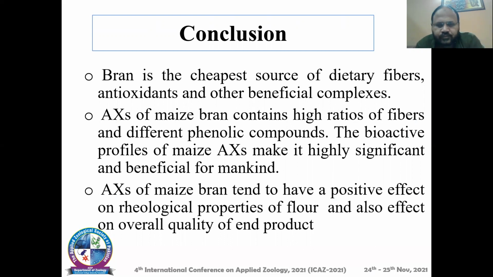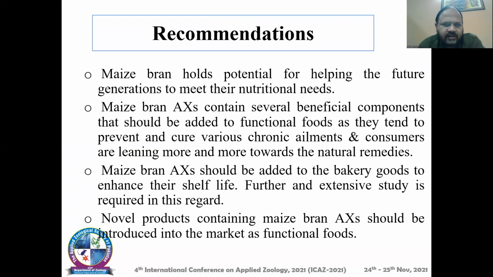So its overall conclusion and recommendation is that maize bran holds potential for helping the future generation to meet their nutritional needs. Maize bran and arabinoxylan contain several beneficial compounds, functional compounds as well as nutraceutical compounds, that should be added to functional food, as they tend to prevent and cure various chronic ailments and diseases, and consumers are leaning more and more toward natural remedies. As well as that, maize bran and arabinoxylan should be added to bakery products to enhance their shelf life, because arabinoxylan contains different antioxidants, and antioxidants increase the shelf life of baking products. Further, an extensive study is required in this regard. Novel products containing maize bran and arabinoxylan should be introduced in the market as a functional food.